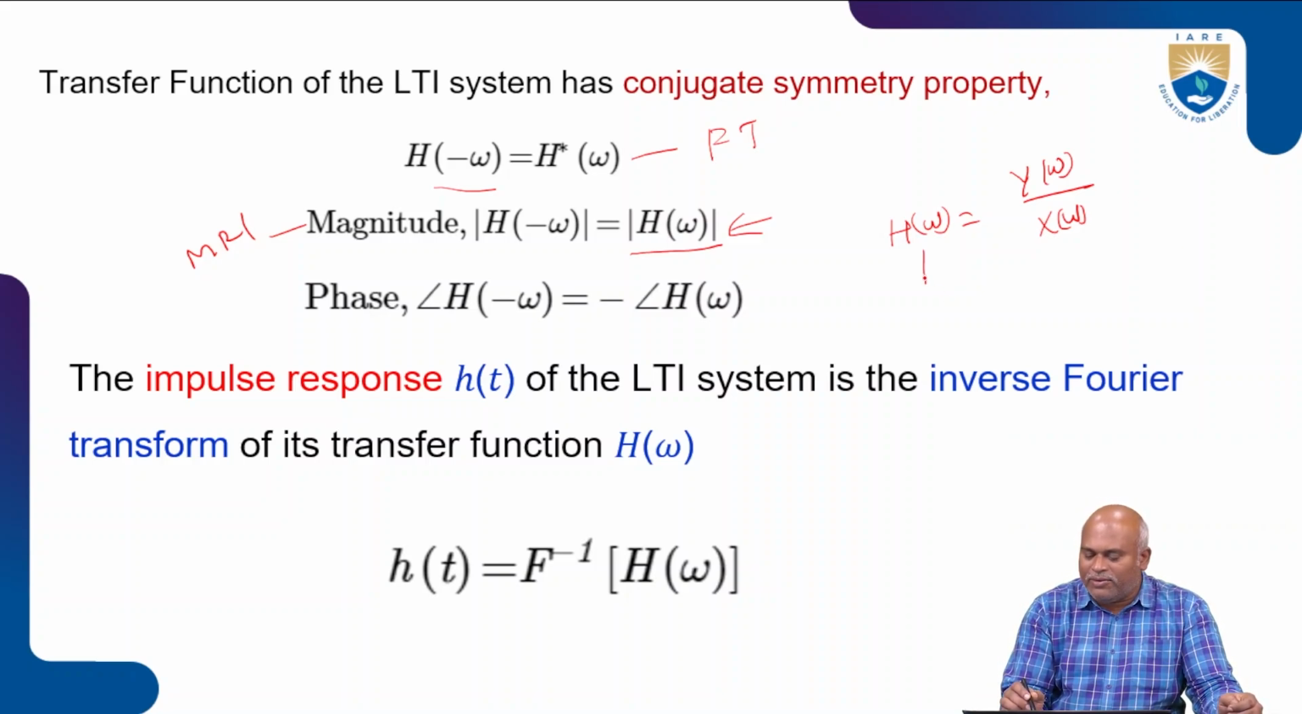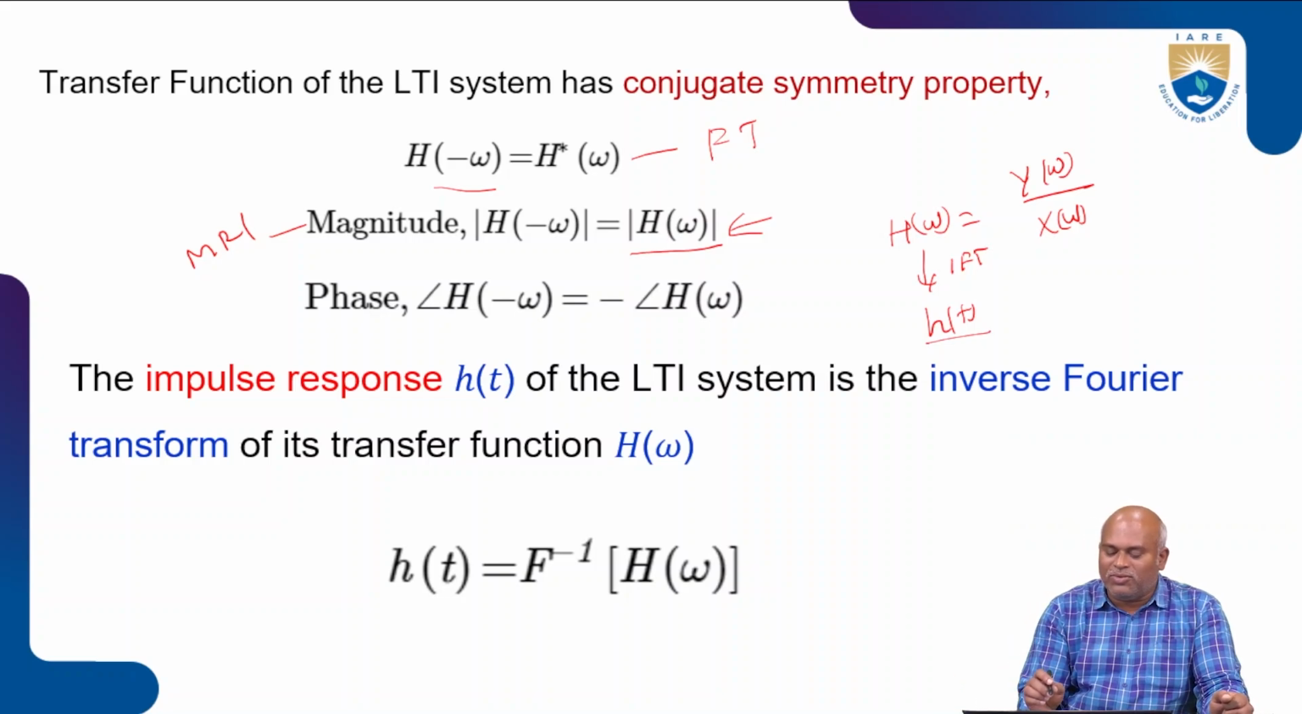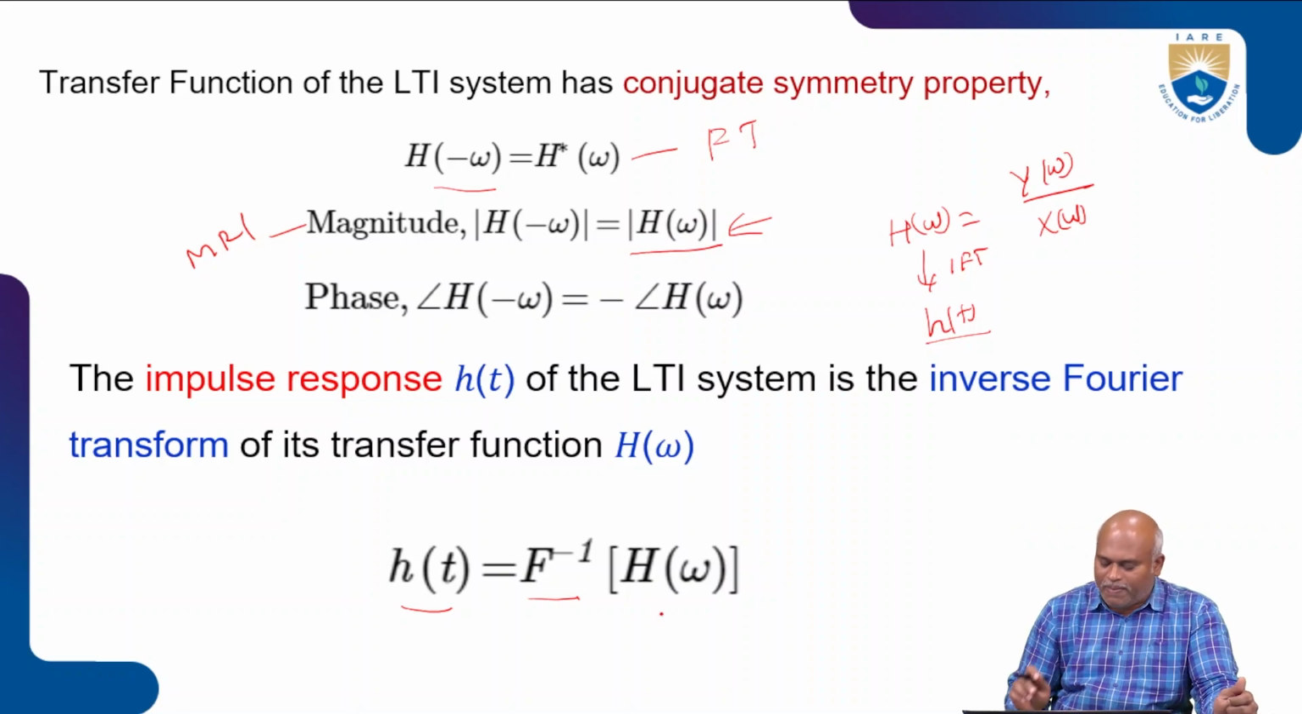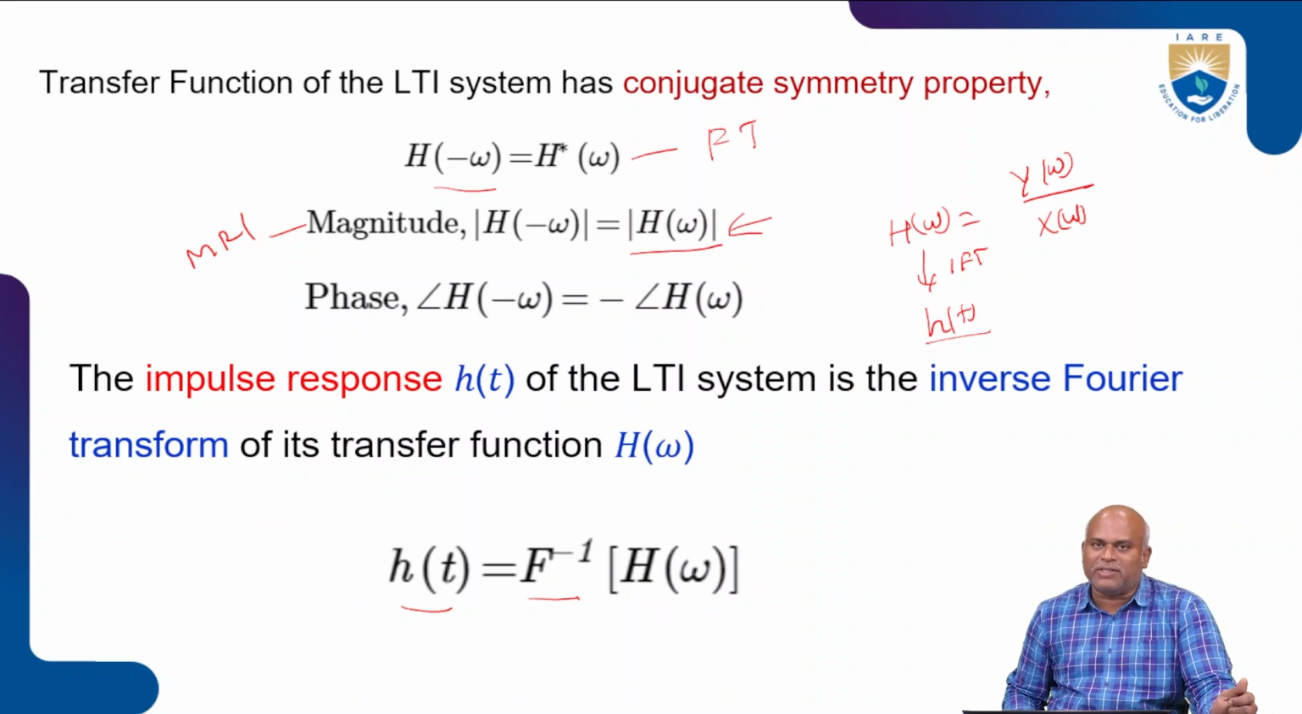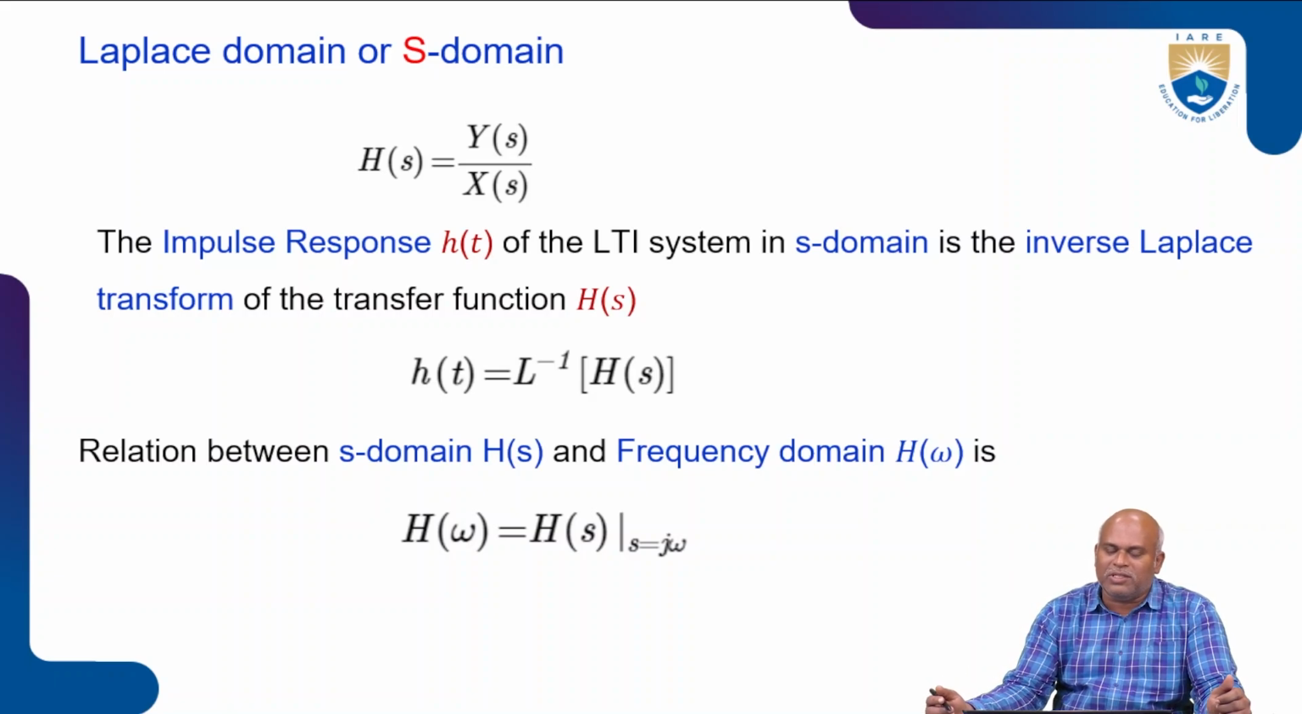So this is called the frequency response of the function. Now, if you take the inverse Fourier transform, we get h of t from H of omega, which is the continuous time signal. So we need h of t, and for that you must take the inverse Fourier transform. This F inverse is the Fourier inverse transform of H of omega. This is called the impulse response of the system function.